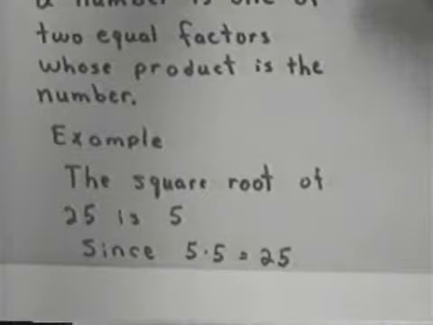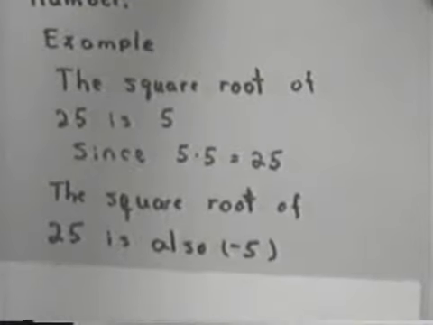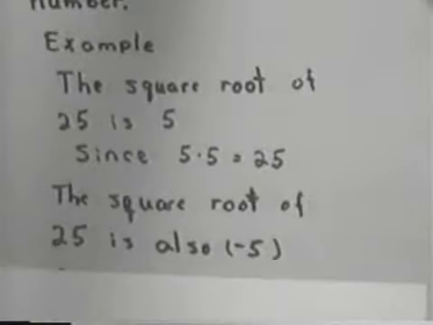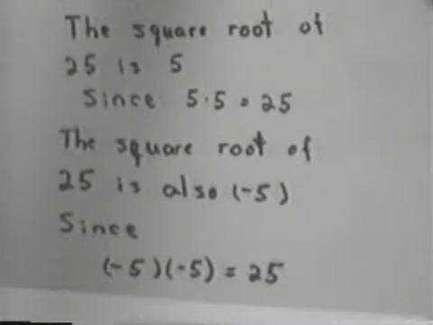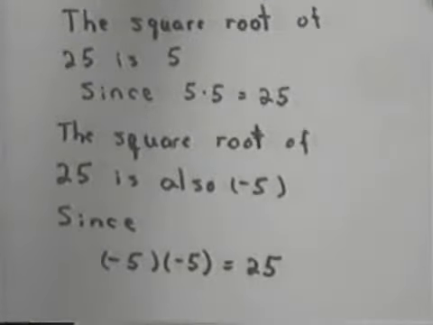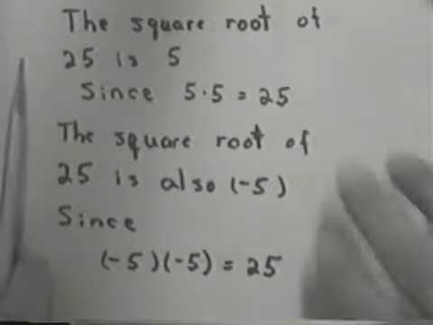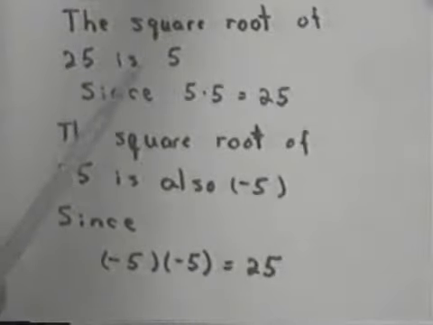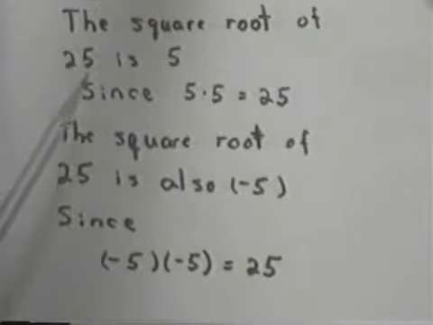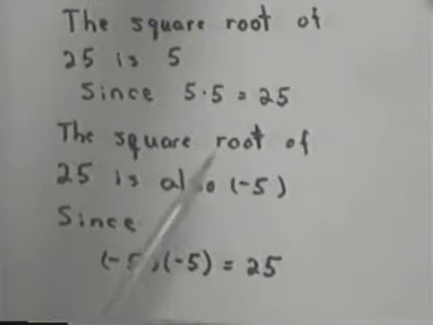But we also know that the square root of 25 is negative 5, since negative 5 times negative 5 is also equal to 25. So actually, 25 has two square roots. The square root of 25 is 5. The square root of 25 is also negative 5.